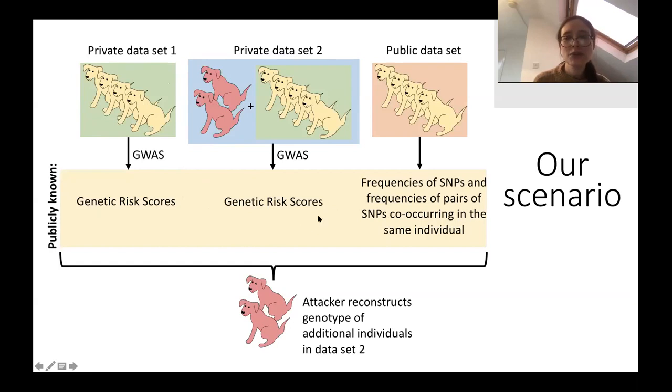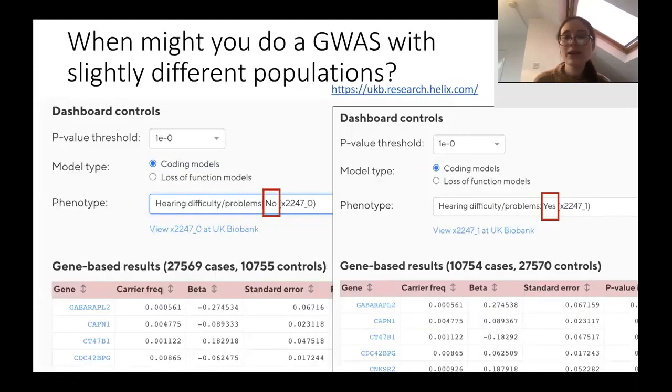We also assume that there exists a public data set which we can use to estimate the frequencies of SNPs and the frequencies that pairs of SNPs co-occur in the same individual. We use this information to reconstruct the genotype of the individuals who are added. You might ask, is this a realistic scenario? This scenario is actually very relevant for many real cases.